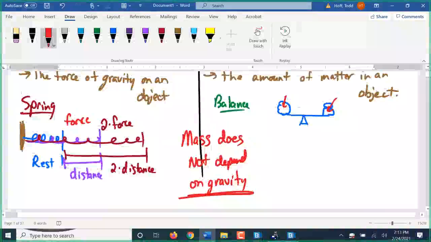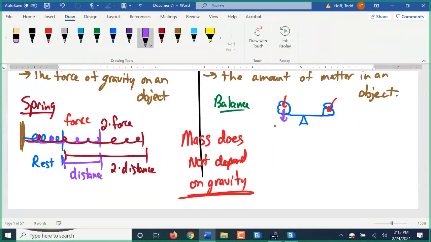Looking at our balance here, the amount that gravity pulls on this object would change, but the amount that it pulls on our known mass would also change. So the two masses would still balance each other because gravity changes the same for both of them. So the change in gravity does not affect the mass of the object, but it does affect the weight.